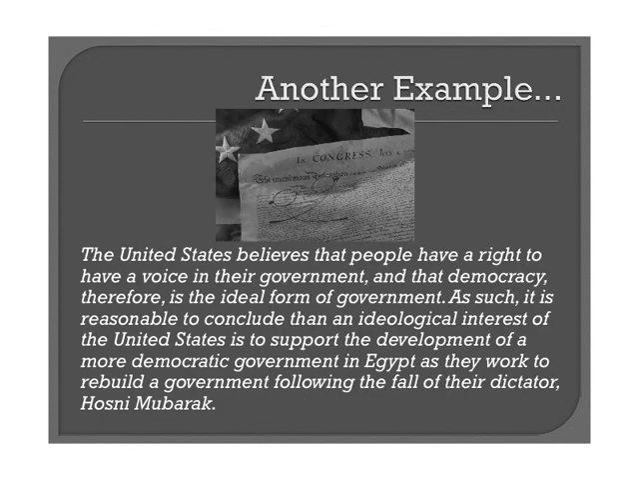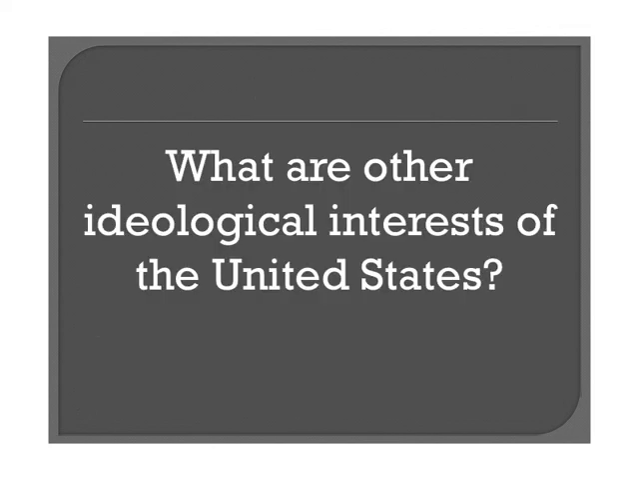In a different type of example, the United States believes that people have a right to have a voice in their government, and that democracy, therefore, is the ideal form of government. As such, it's reasonable to conclude that an ideological interest of the United States is to support the development of a more democratic government in Egypt as they work to rebuild a government following the fall of their dictator, Hosni Mubarak. Take a moment now to consider, what are other ideological interests of the United States that you can think of?